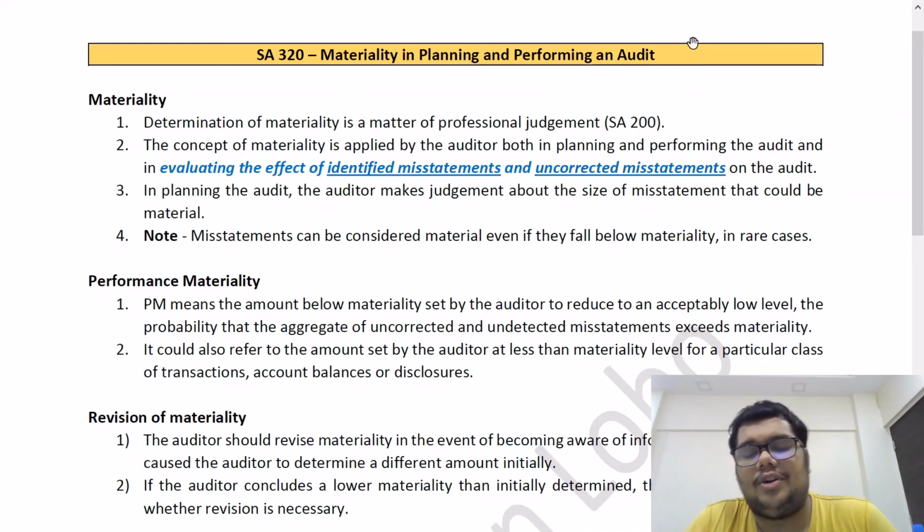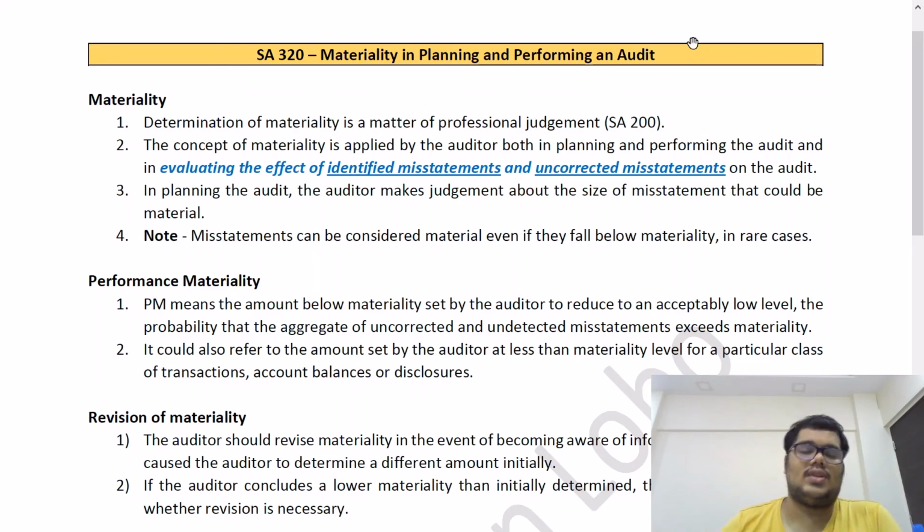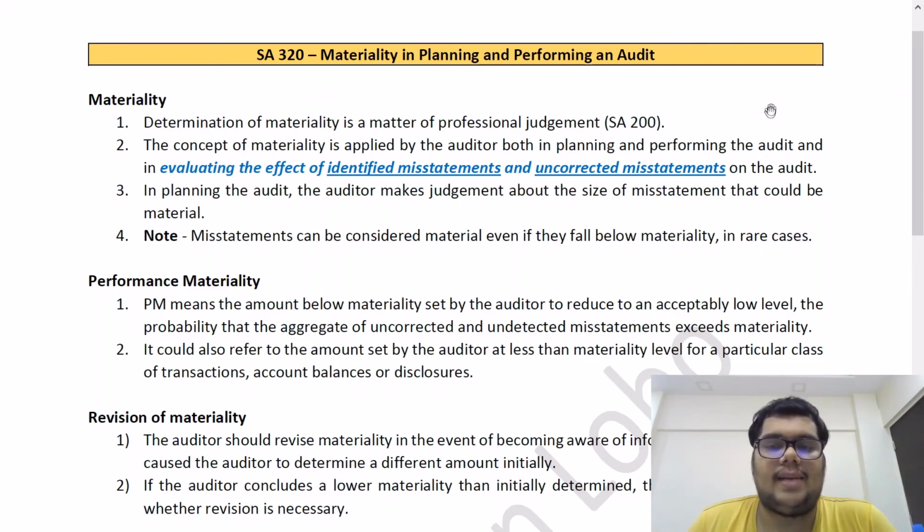It could also refer to the amount set by the auditor at less than materiality level for a particular class of transactions. Class of transactions is your P&L, account balances, balance sheet, or disclosures. So you could also set a lower PM to audit certain captions.